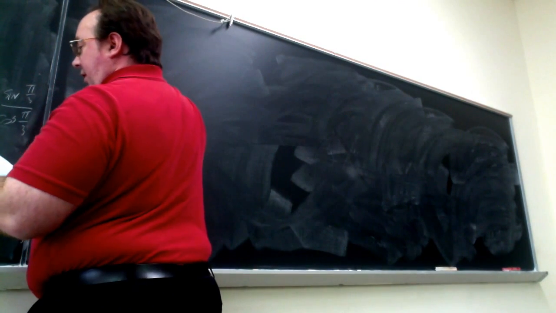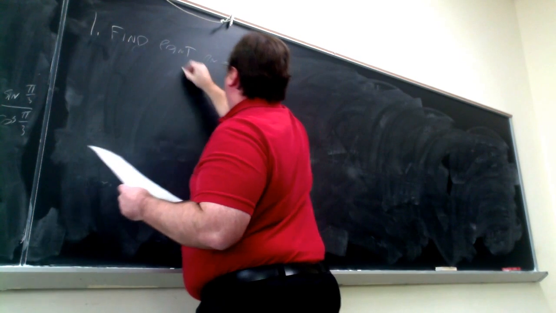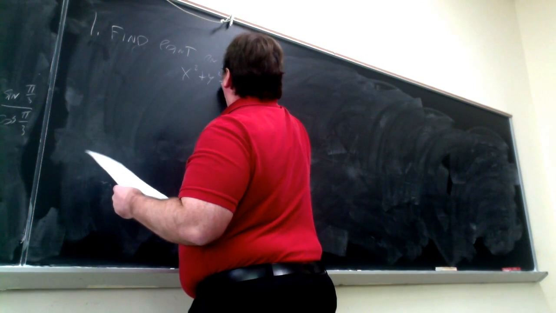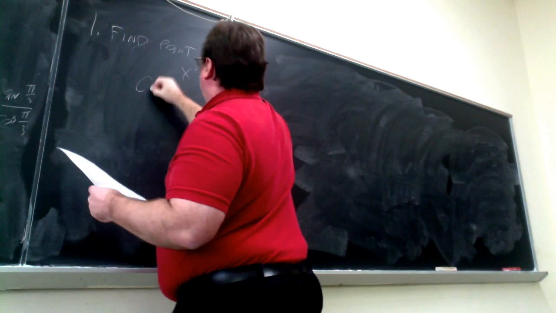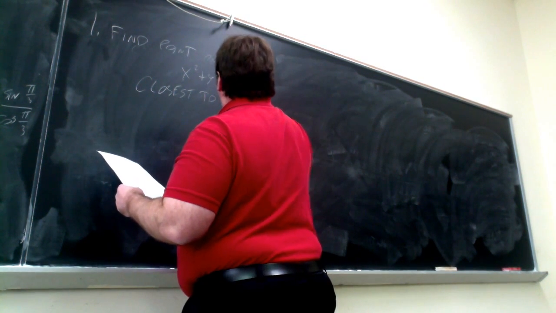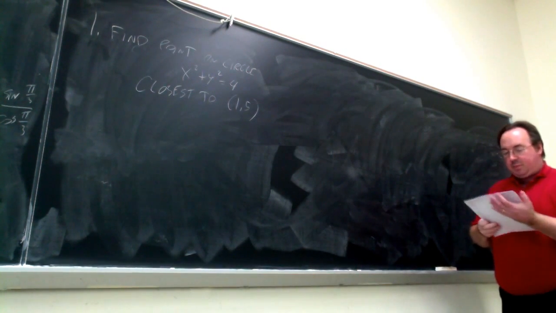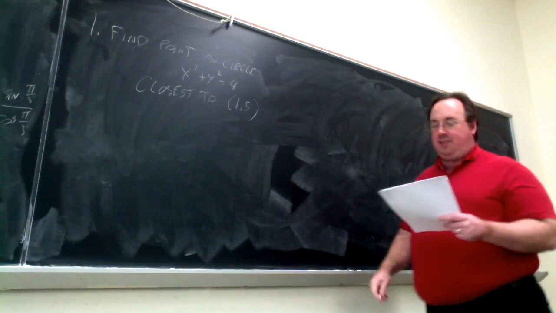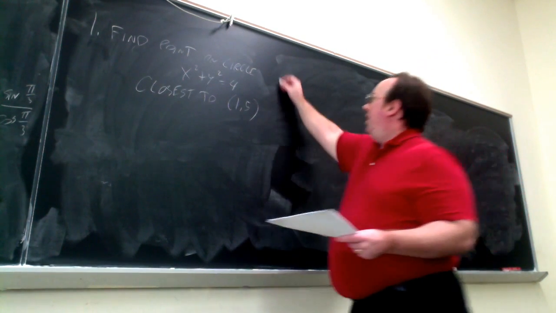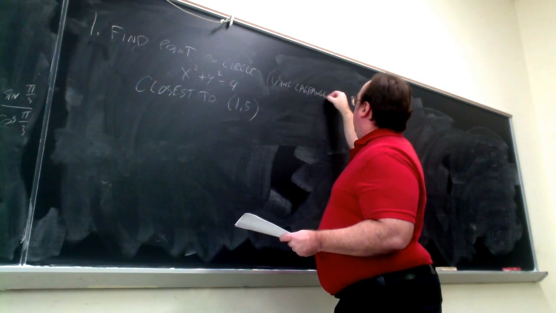So this is the first one. Find a point on the circle x squared plus y squared is equal to 4, so a circle of radius 2, closest to the point (1, 5). The problem says, I didn't write it down here, using Lagrange multipliers.